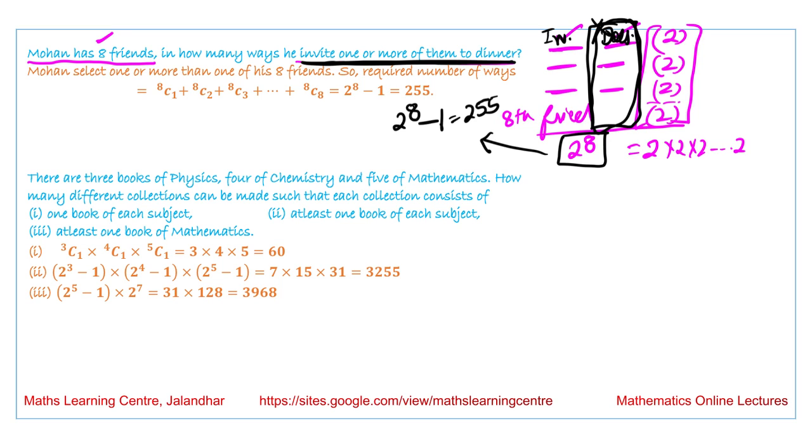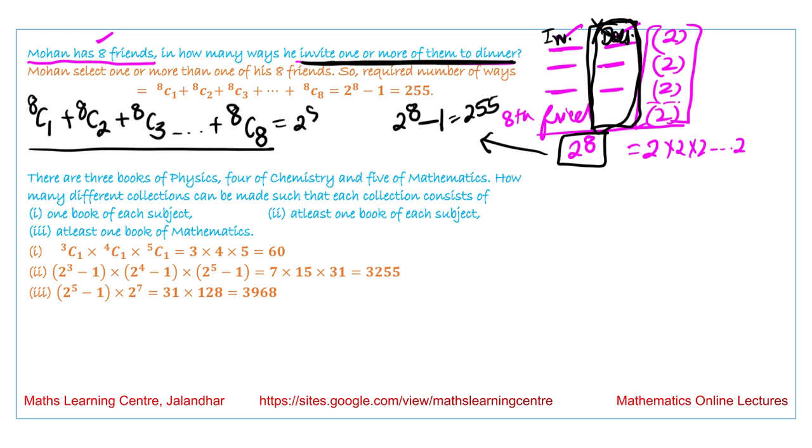Another way to look at this answer is that out of these 8 friends he can invite one friend, or out of these 8 friends he can invite 2 friends, or 3 friends, and so on up to inviting all 8 friends. We have already seen the value of this term, it is 2 raised to the power 8 minus 1, and the answer for this is 255.